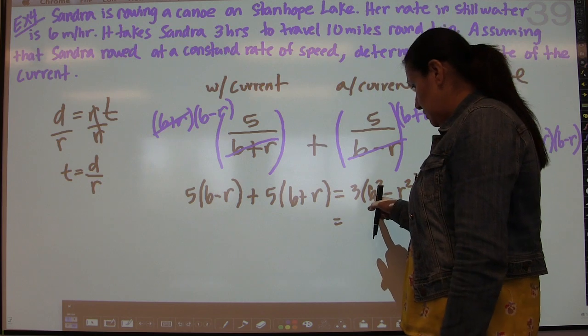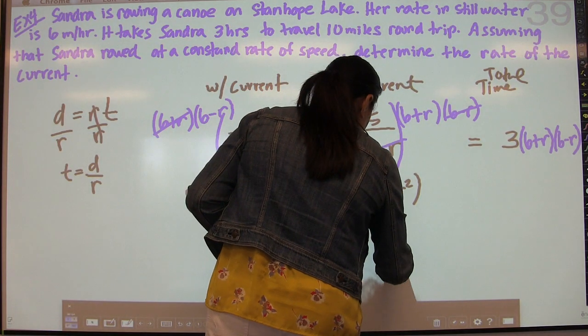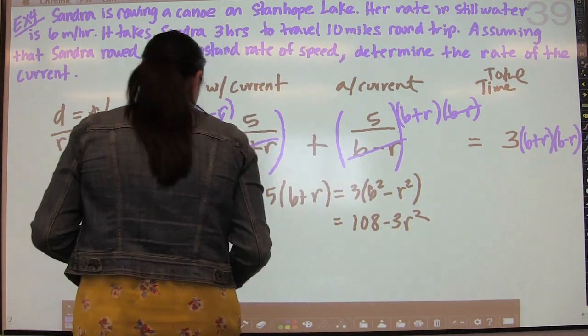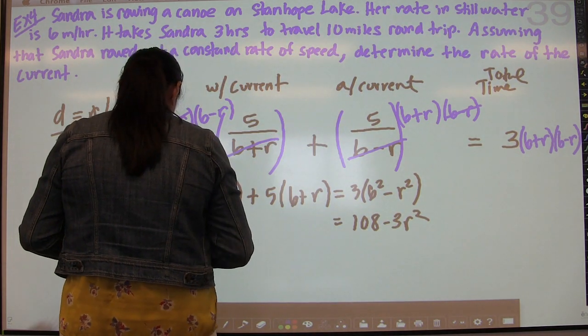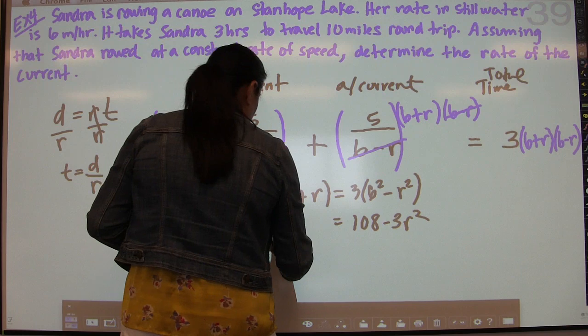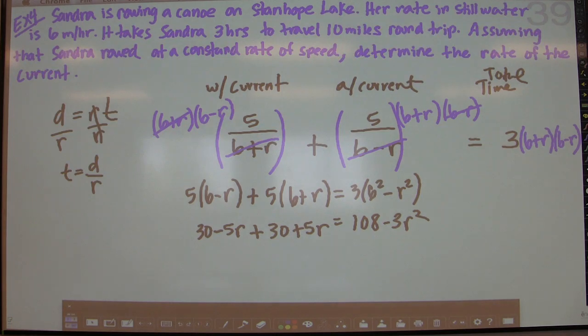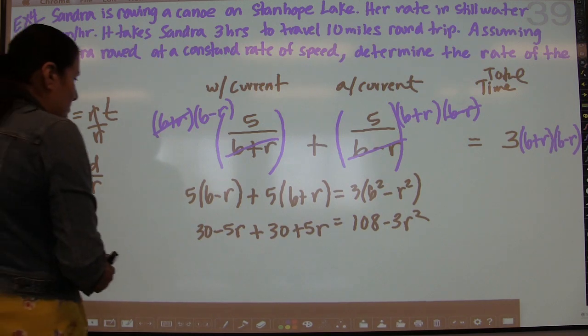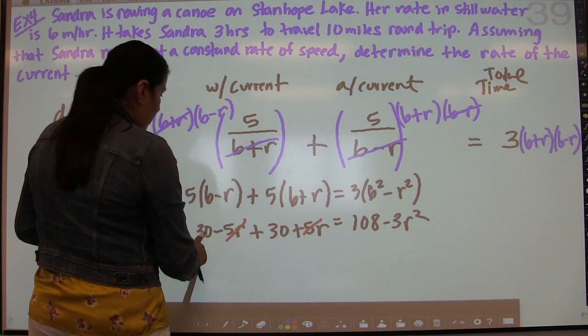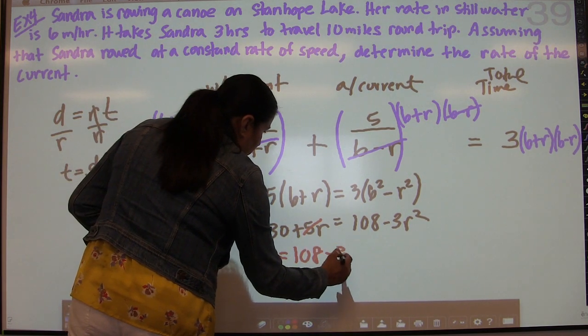6 squared is 36, and 36 times 3 is going to be 108 minus 3r squared there. On this side, you're going to get 5 times 6, which is 30. So 30 minus 5r plus 30 plus 5r, like that. What's going to happen on the left is that your negative 5r and your positive 5r are going to cancel. Yay! So you have 30 plus 30, which is now 60, equals 108 minus 3r squared.